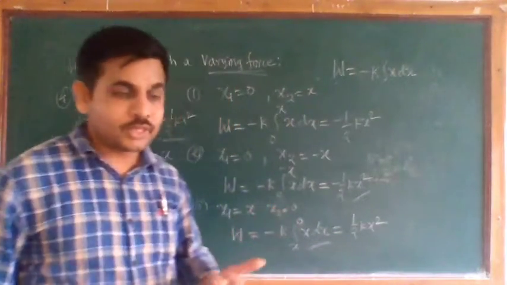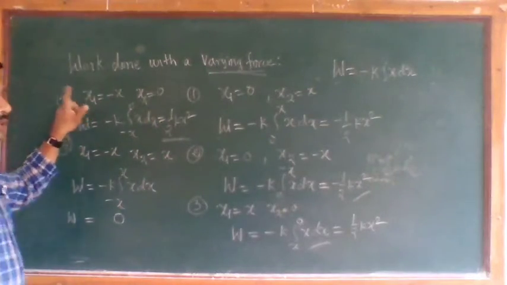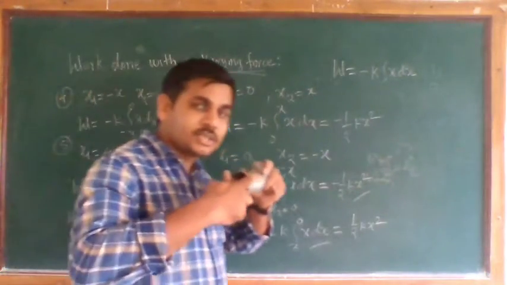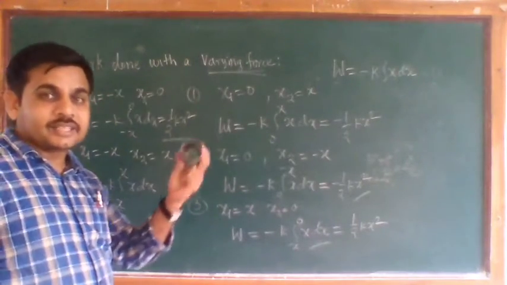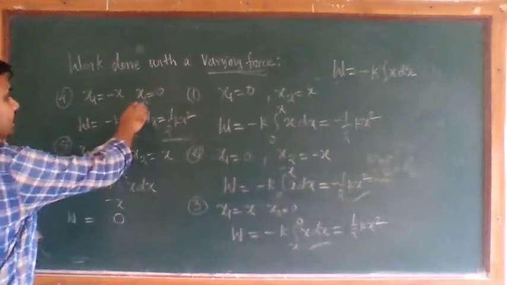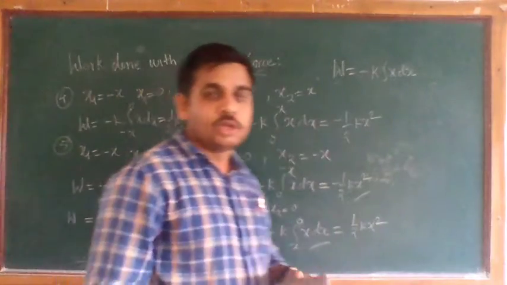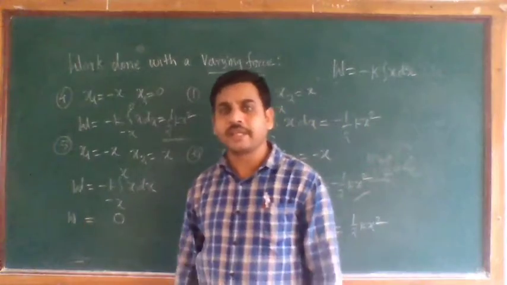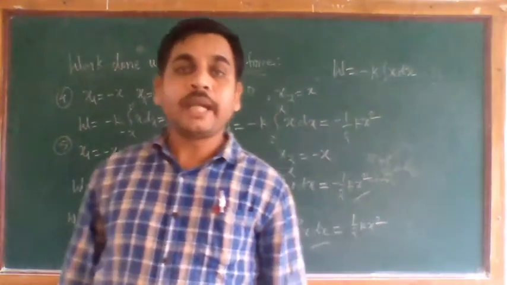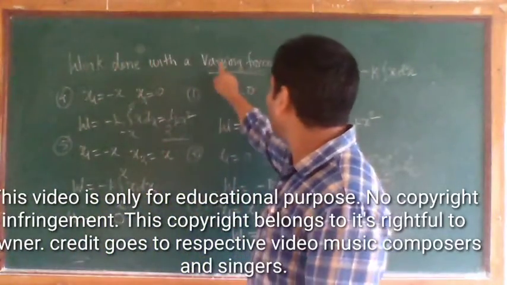In the fourth condition, the initial condition is compressed, so x1 is equal to minus x, and the final condition is the natural state, in which x2 is equal to 0. So by using all these points, or considering all the various cases, we determine the work done for the varying force.